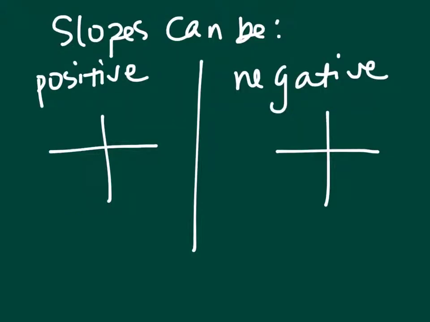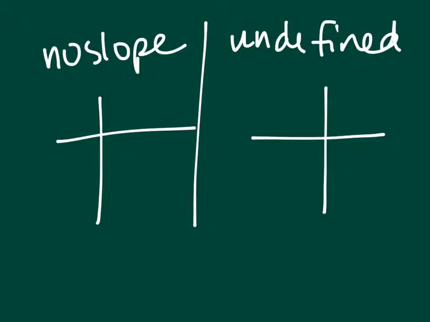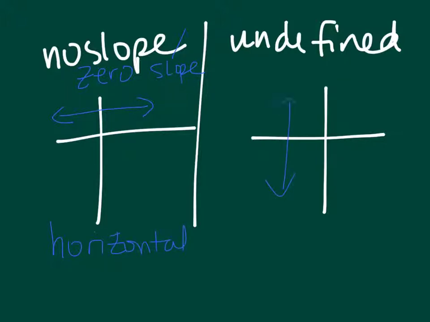All right, now slopes can be positive, and if they are positive, they might look like this on our graph, and they are going up to the right. Slopes can be negative, and they are going up to the left. Slopes can also have no slope, and they are also sometimes called a zero slope, and that is a horizontal line. Or slopes can be a vertical line, which we call undefined.